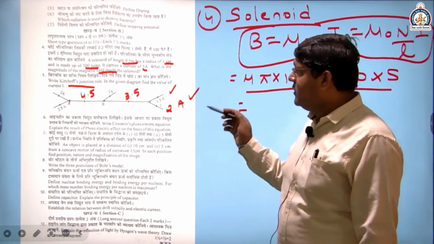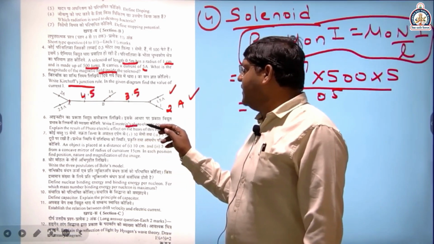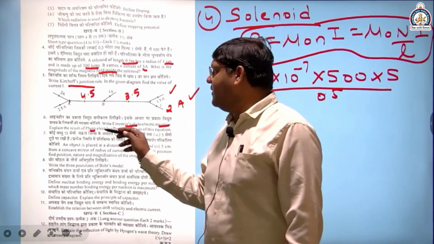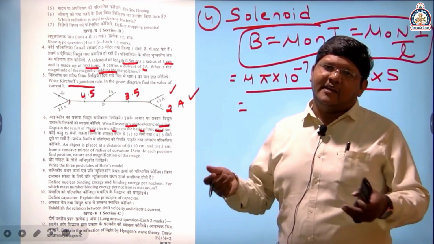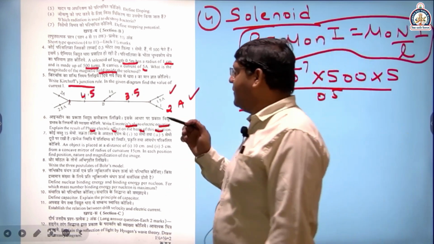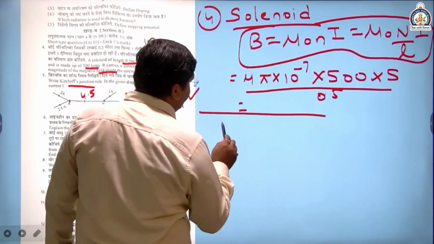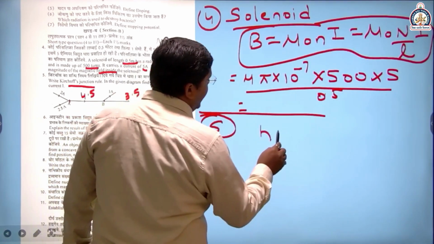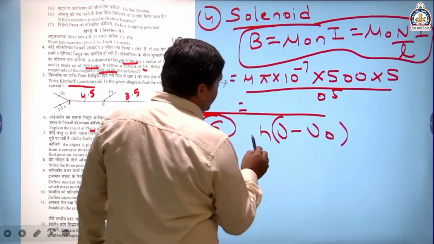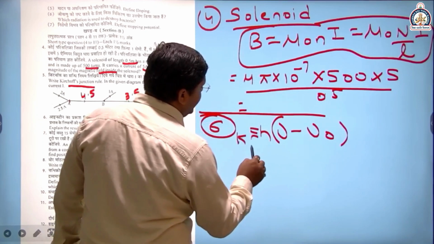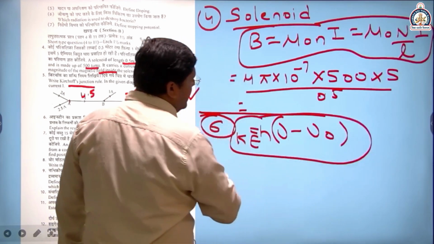Moving to the next question. Write the Einstein photoelectric equation. Explain the result of photoelectric effect on this equation. We have to explain the Einstein equation for the photoelectric effect. So simply the relation is h nu minus h nu naught is equal to kinetic energy. This is the required relation for Einstein.